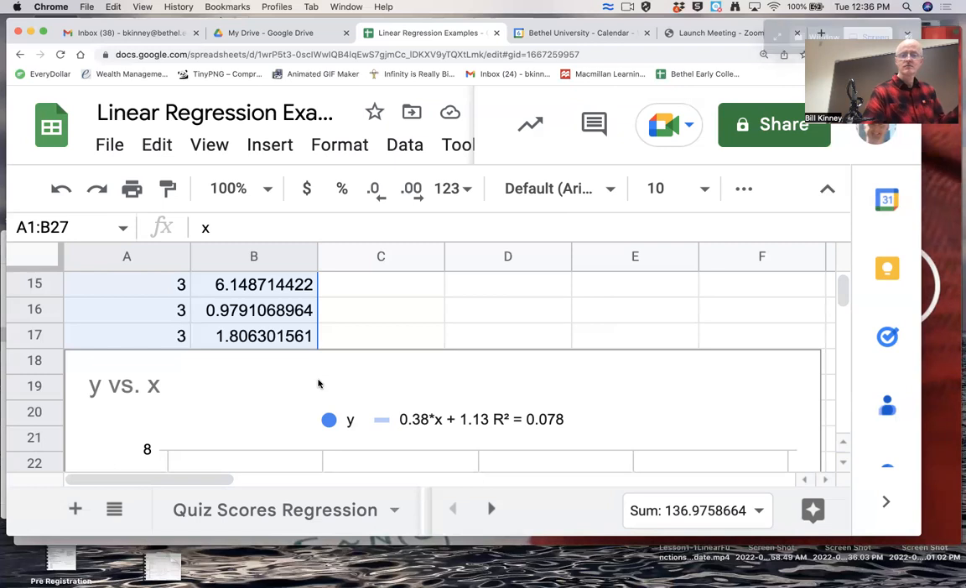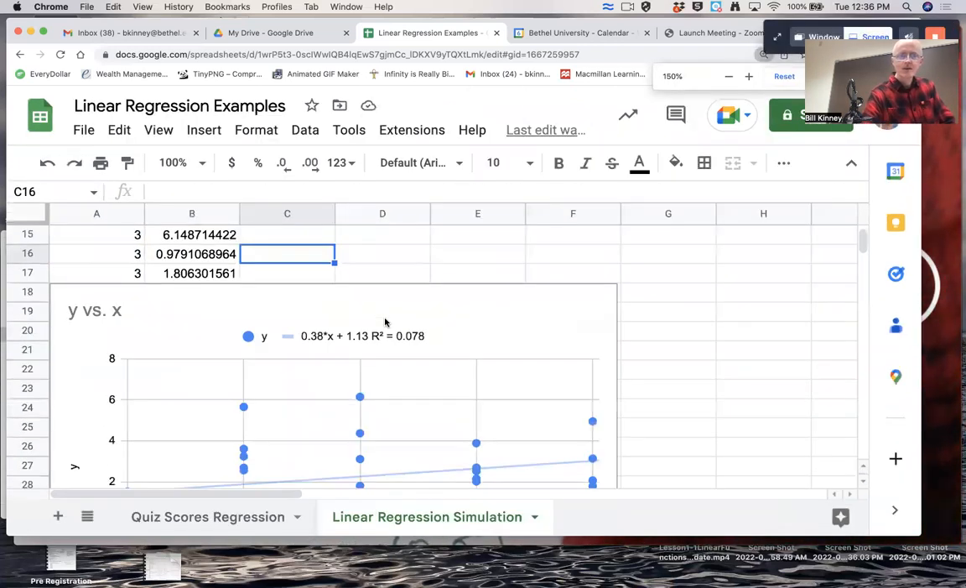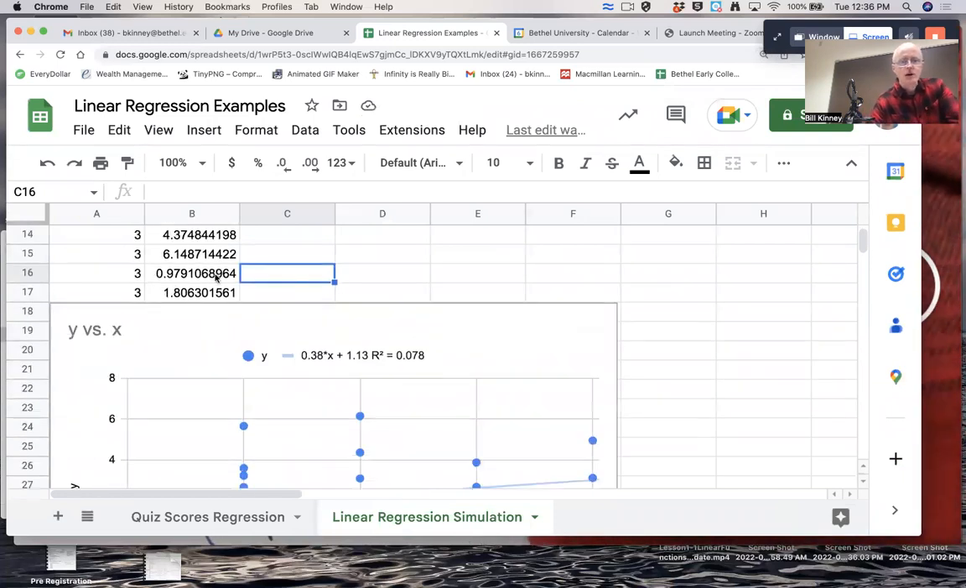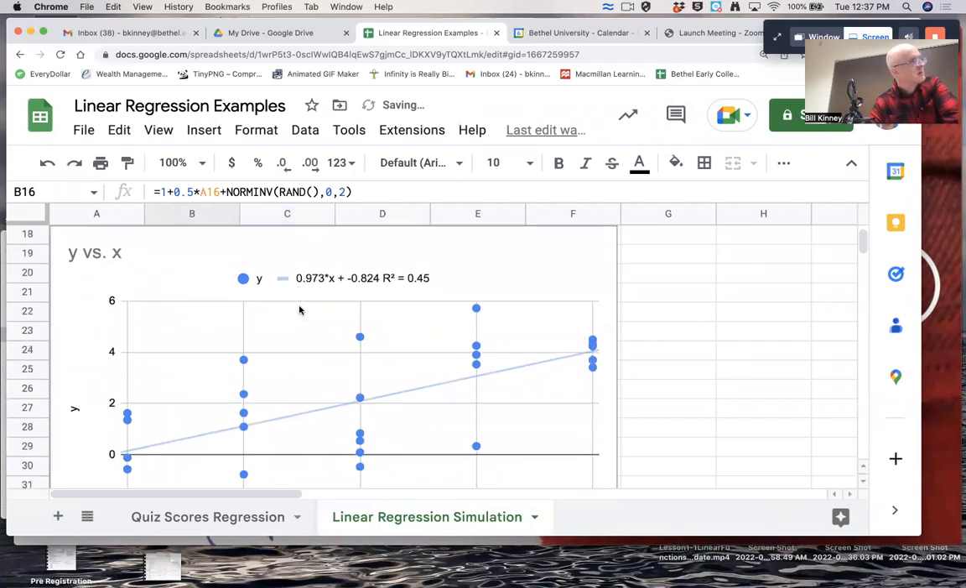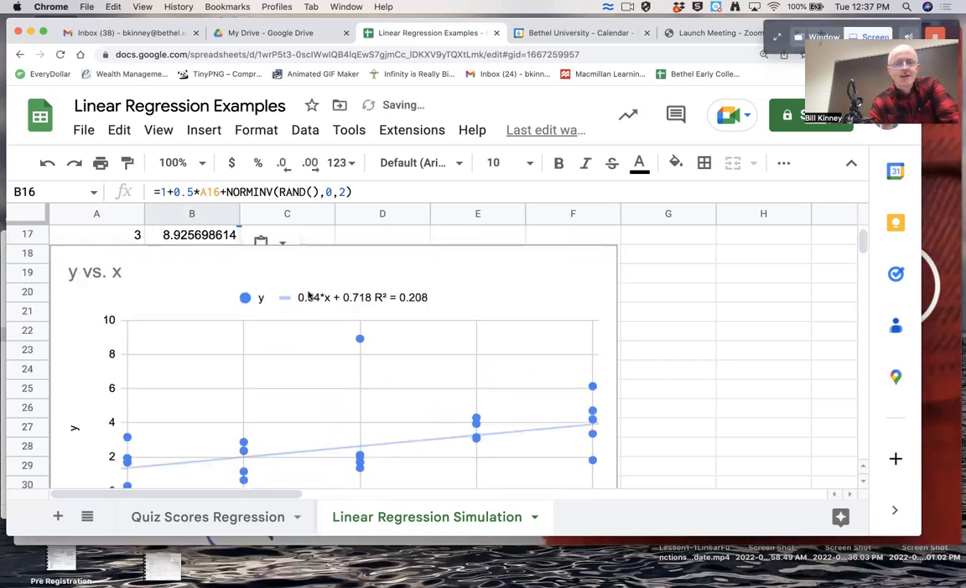If I redo it all, it redoes the simulation. Just do a copy and paste here. I think it should be fine. It should be redone. It's redone. It's a new sample with a new slope and new intercept. R squared's a little further away from 0 this time. Do a copy and paste again. Get another one.